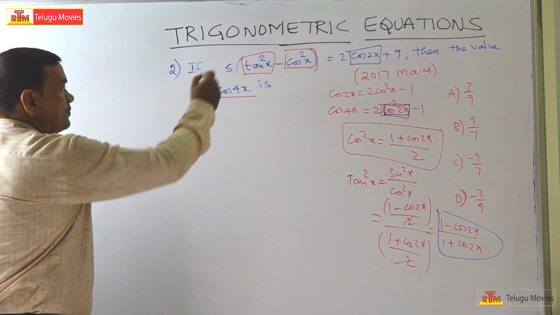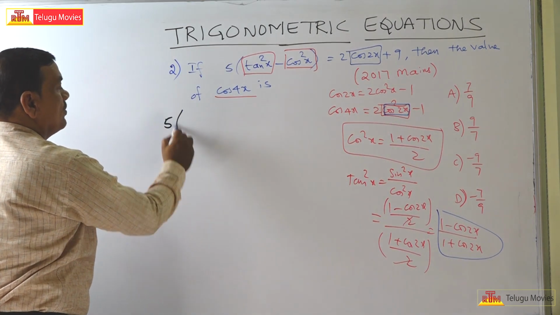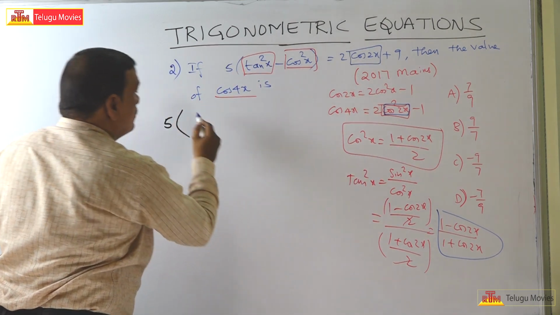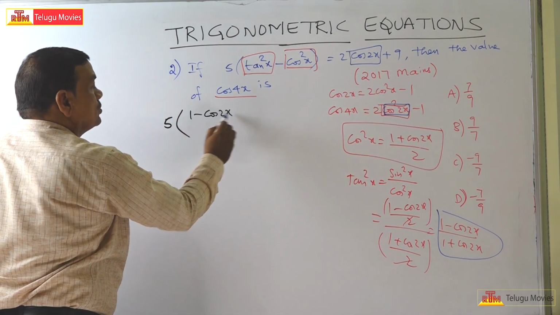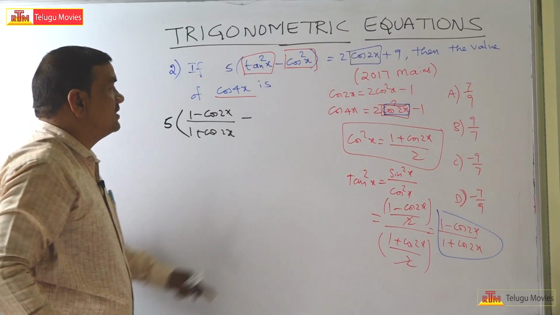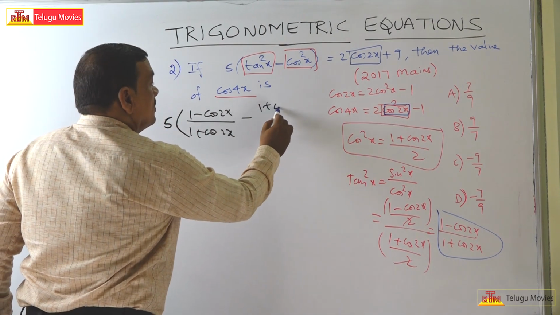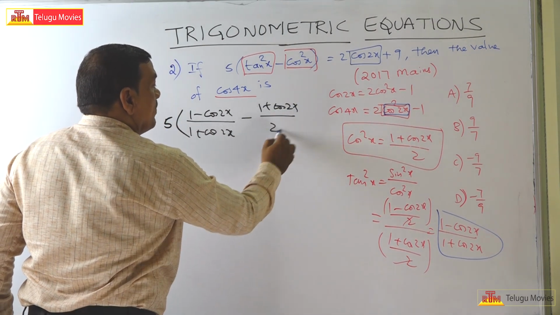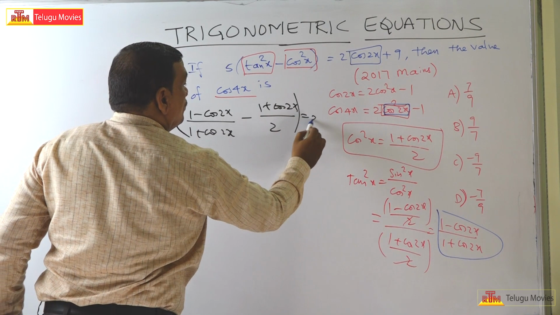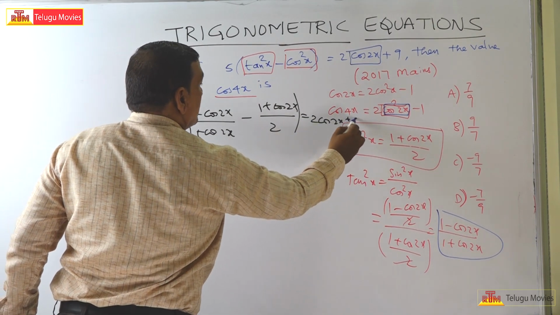So here, see here, 5 times tan square x means (1 minus cos 2x) upon (1 plus cos 2x), minus cos square x means (1 plus cos 2x) upon 2, is equal to 2 cos 2x plus 9.